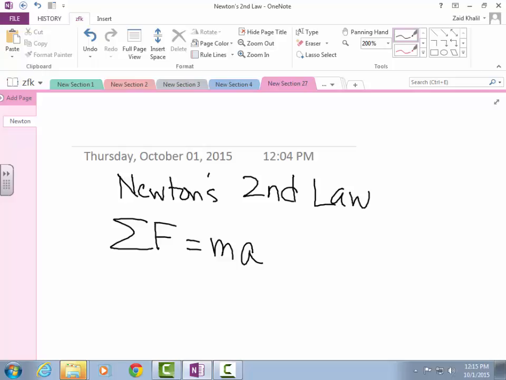Now, there are some things that you have to be in contact with in order to exert a force. Like, for instance, that push, that's a contact force. Or you pull, that's another contact force. Force is a vector. It has direction. And it obeys something called the principle of superposition, which means you can add them.